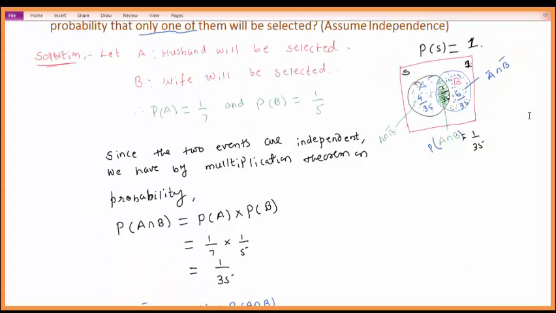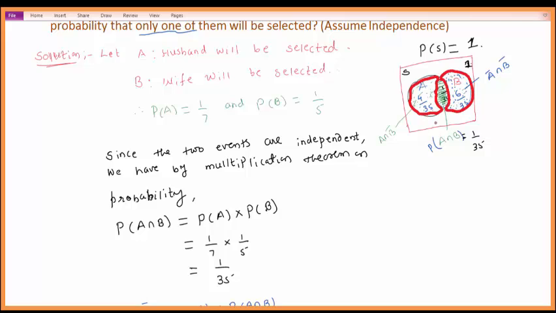See here, I have drawn a Venn diagram. In this diagram we can see this is our A and this part is our B. Now this is the intersection part. This is the probability that both A and B will be selected, that is wife and husband will be selected. Already we have calculated this is 1 upon 35. Now we are asked to find that only one of them will be selected. Only one of them will be selected means only husband will be selected, which is this part, or only wife will be selected, which is this part.